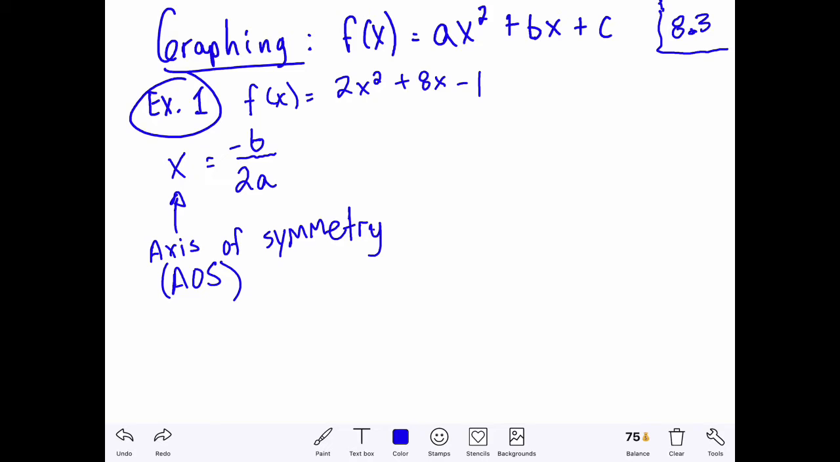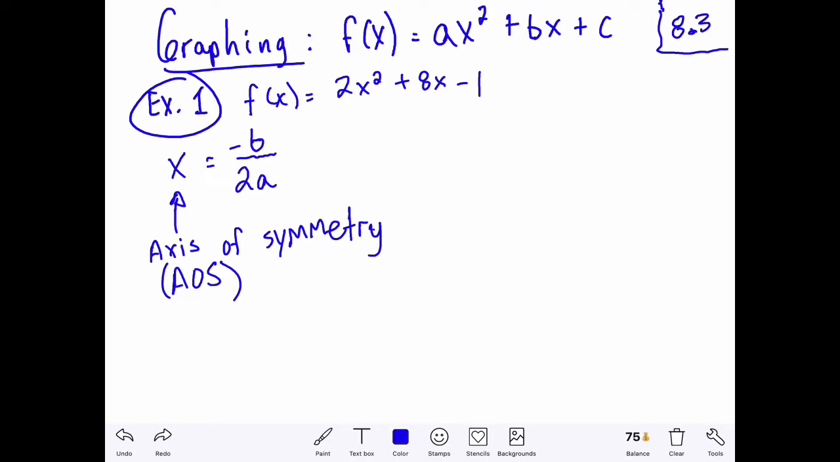So this also will make a parabola, just like our other ones. And we want to follow this process as we go about it. So it's best learned by looking at an example. Let's look at an example here. F of x equals 2x squared plus 8x minus 1.